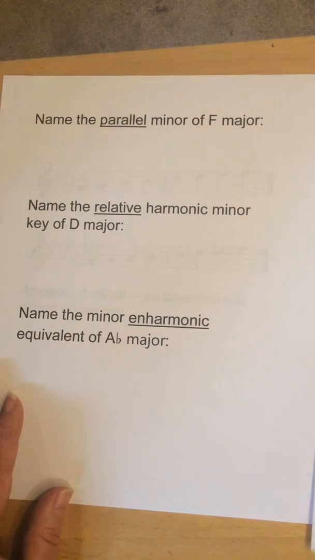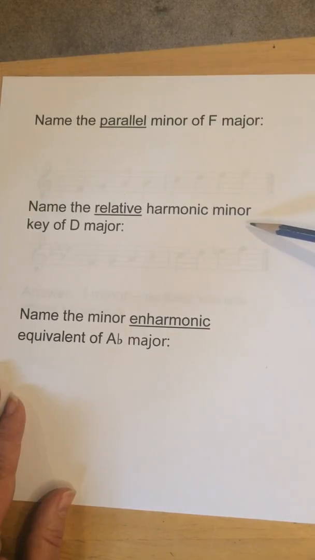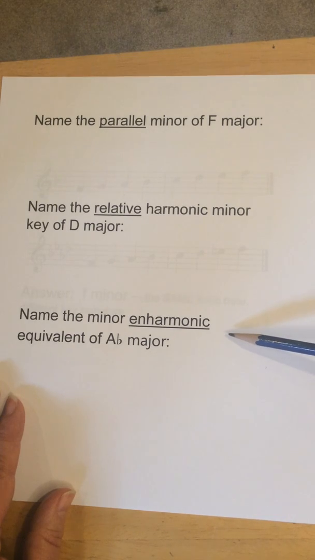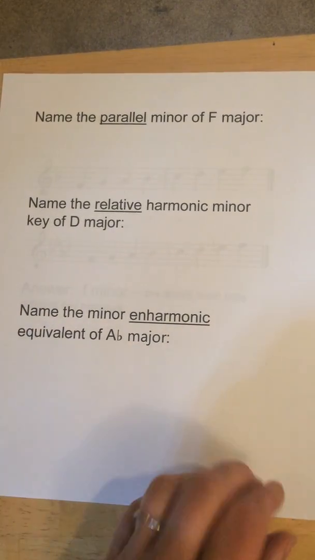So let's look at a couple of these. We're going to name 3 things. We're going to name the parallel minor of F major. We're going to name the relative harmonic minor of D major. And we're going to name the minor enharmonic equivalent of A flat major. These are some of the questions you might be asked.